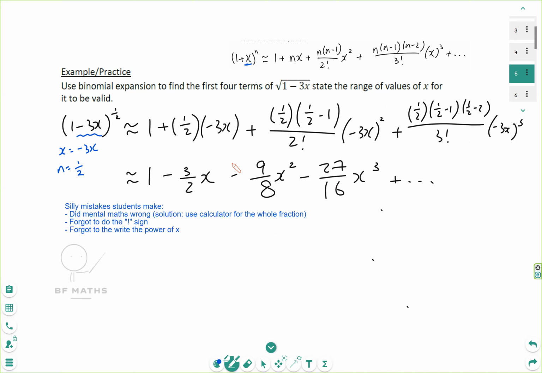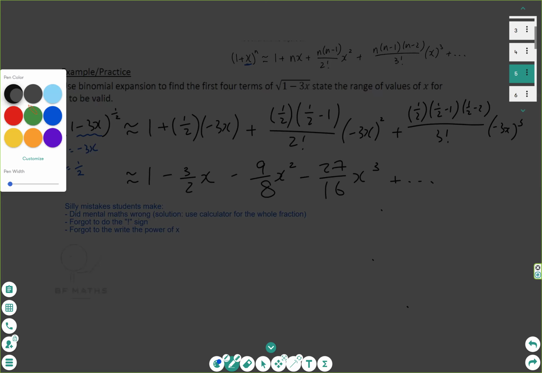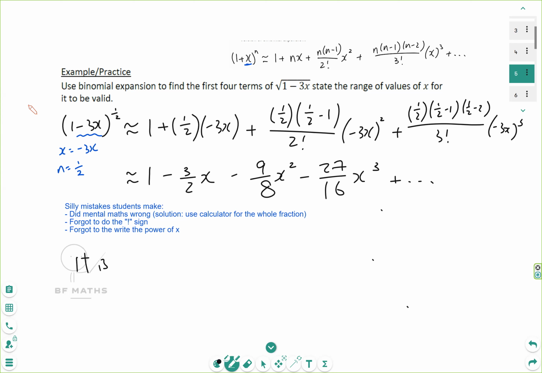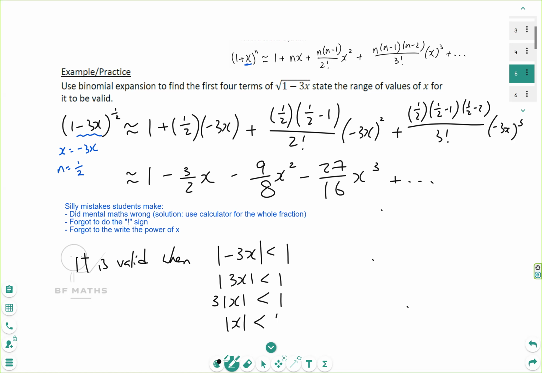State the range of values for x to be valid. So validity. Okay. So it is valid when the modulus of x is less than 1. Now it's not x, it's minus 3x. And we know modulus means we can just make the minus disappear. So it'll just be modulus of 3x less than 1. If we take the 3 out, 3 times modulus of x less than 1, so modulus of x is less than a third. That's the validity. Okay, once you do a lot of questions, you can just rewrite that x is less than a third.